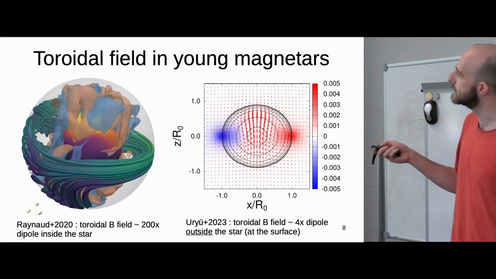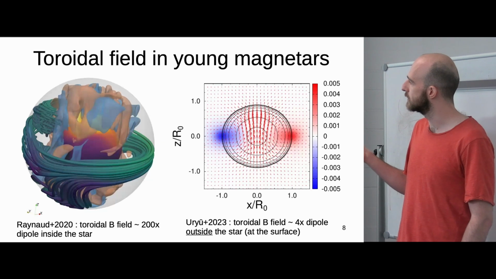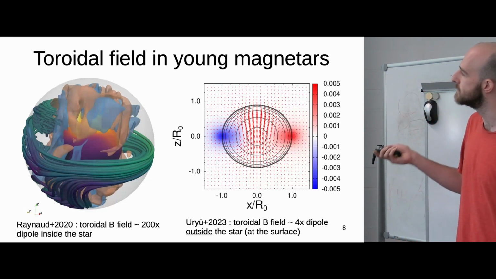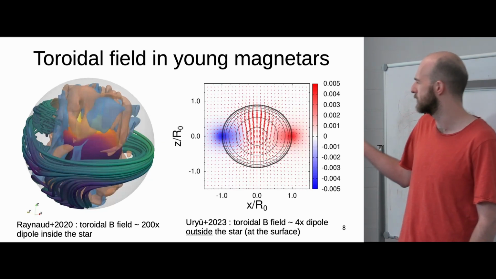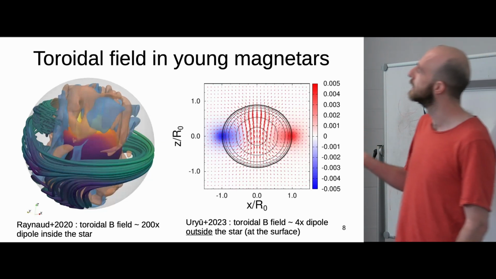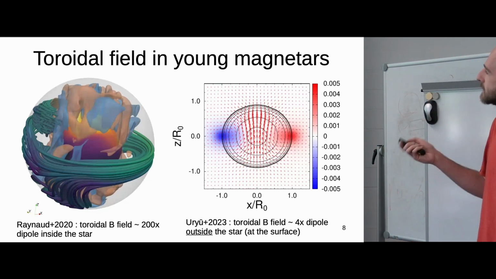And then they see that they have a toroidal field, color-coded here, that goes outside, and it's typically like 10 times or maybe 4 times. I don't actually exactly remember, but several times the dipole field outside.